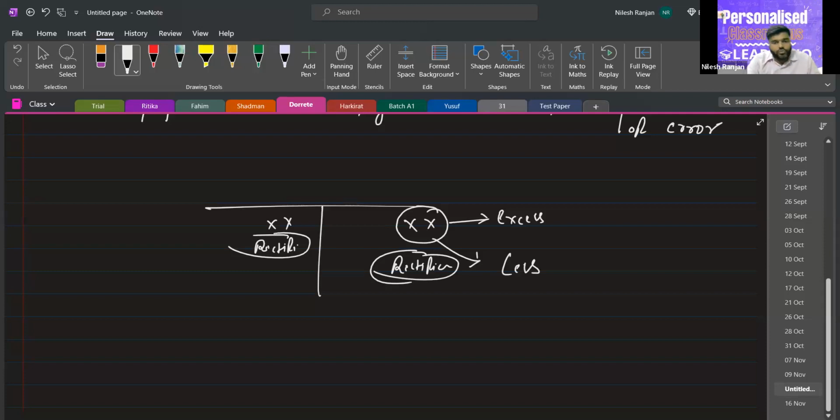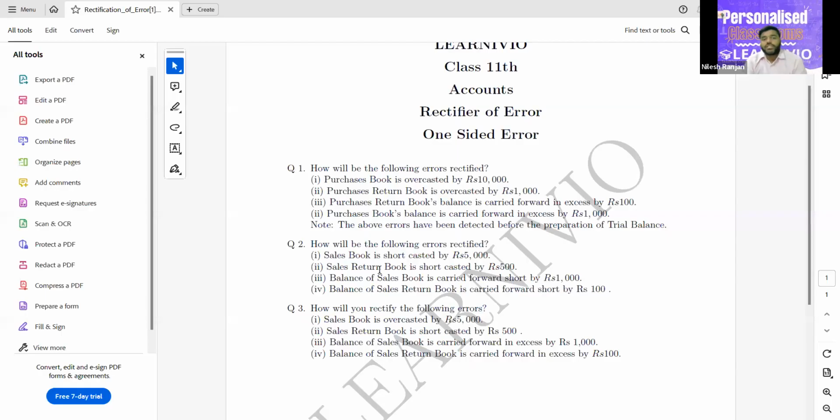Okay. So now, in the last point, purchase book balance is carried forward in excess by rupees 1000. So again, there is excess, overcasting. Purchase book items are on which side? Debit side. So if items are written on the debit side of the purchase book, then the error will also exist on the debit side of the purchase book.